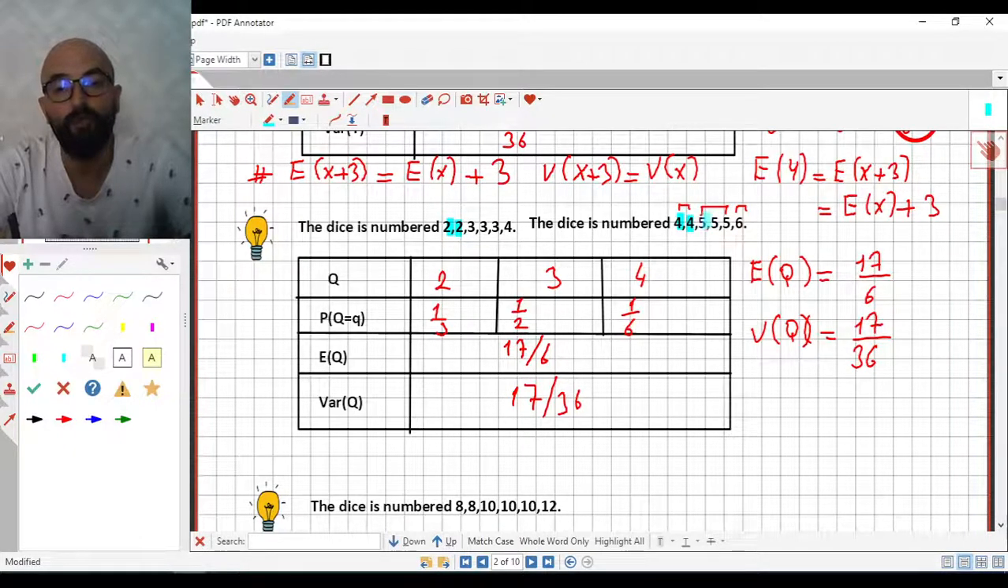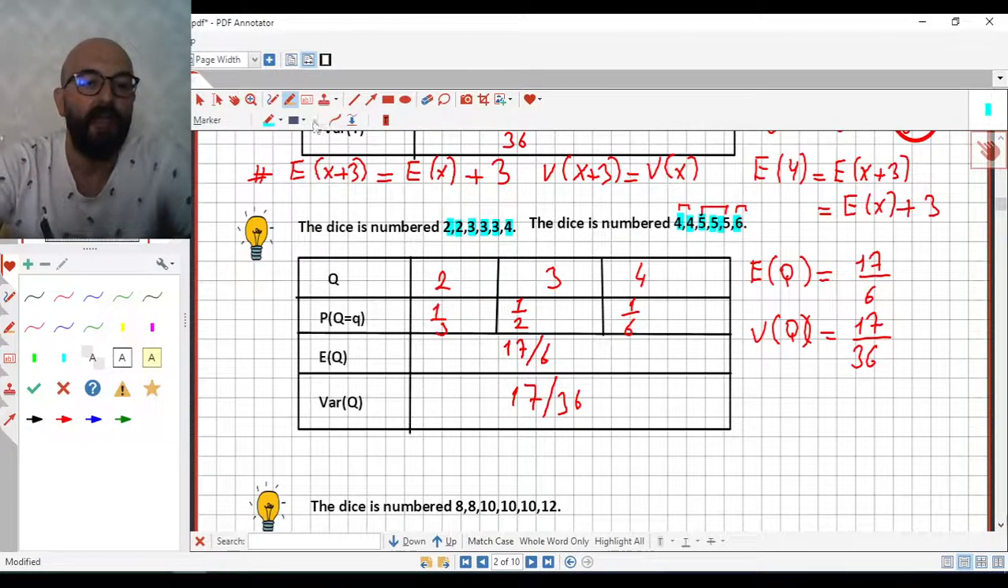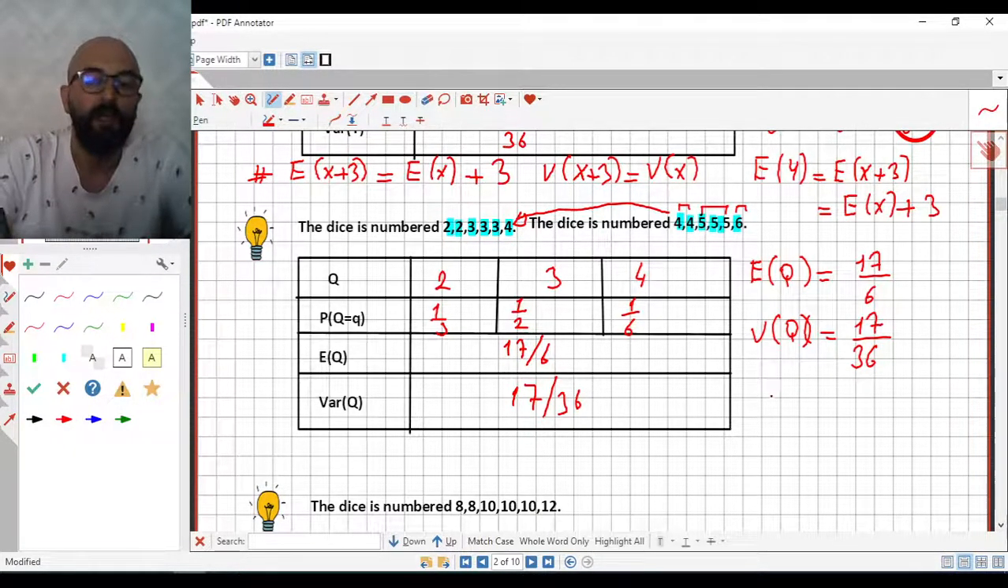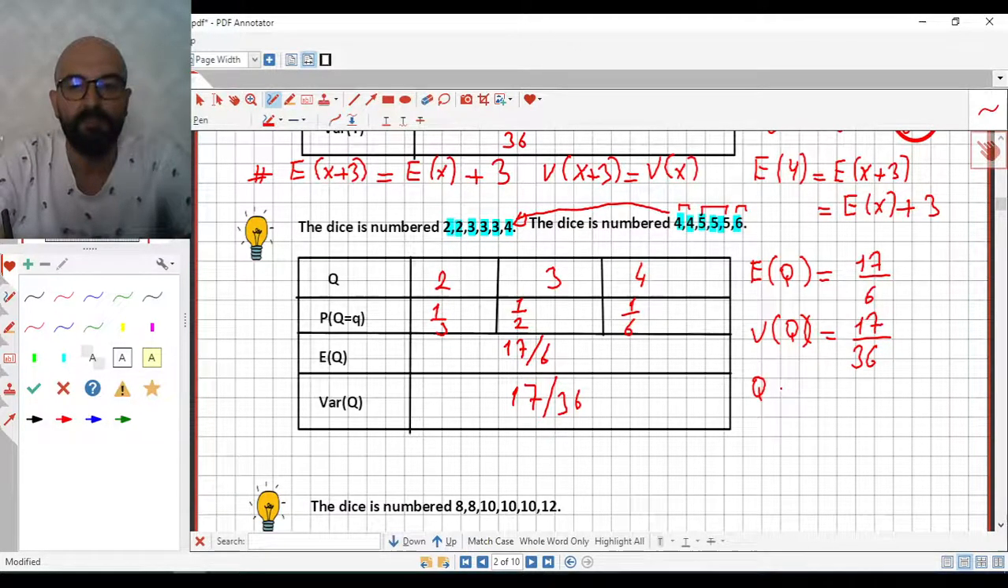The third dice is numbered 5, 5, 5, 3, 3, 3, and 6, 4. As you notice, according to the first dice, all numbers are the first dice's numbers minus 2. So Q means X minus 2.